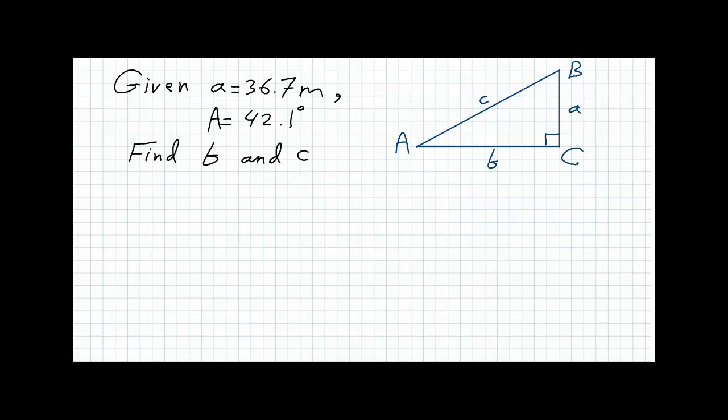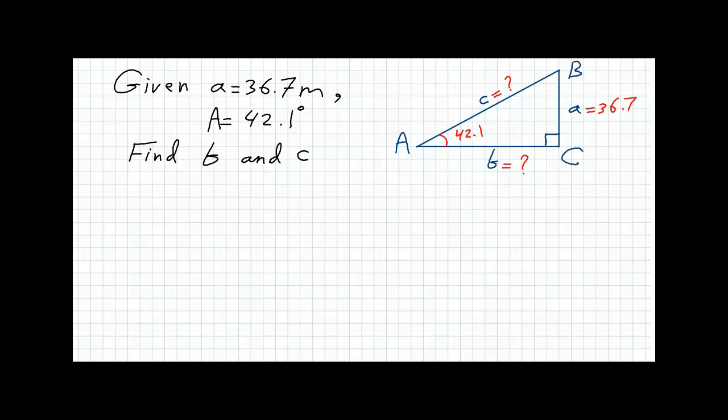Suppose that you are given side a equal to 36.7 meters and angle A equal to 42.1 degrees. Find sides b and c. To solve this question, let us put our information on the graph. So angle A is equal to 42.1, side a is equal to 36.7, and we need to find b and c. Let us begin with finding side c.